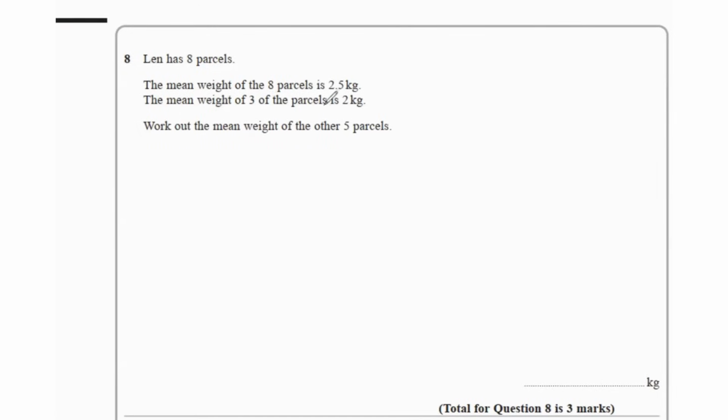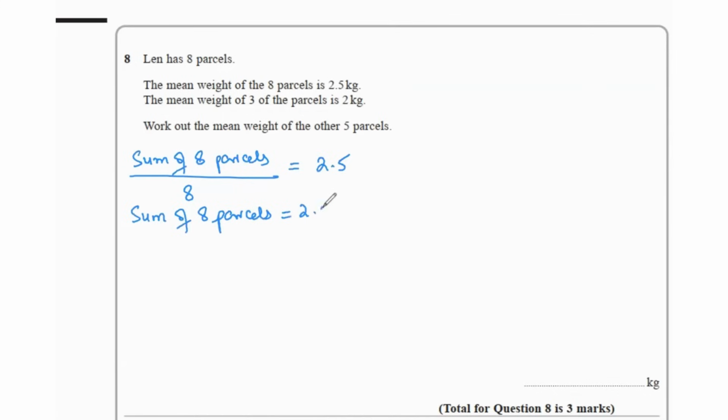Next question says that Len has 8 parcels. The mean weight of the 8 parcels is 2.5 kgs. The mean weight of 3 of the parcels is 2 kgs. Work out the mean of the other 5 parcels. So, sum of 8 parcels divided by 8, which is the number of parcels, equals the mean weight, which is 2.5. So, sum of 8 parcels would be 2.5 times 8, which is going to give us 20 kg.